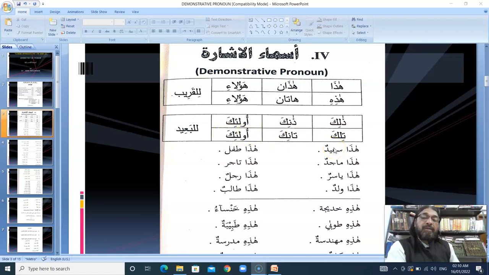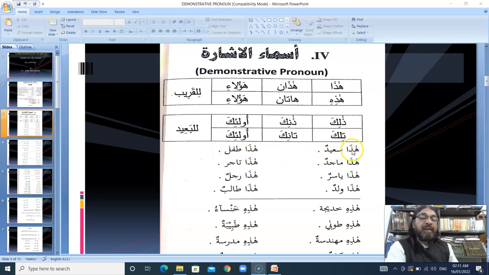Thereafter, examples are given here for Hadha, Dhalika, Tilka, whatever the 12 Asma'ul Ishara are there. So for each and every one, some examples are given here. So here Hadha, and this one is Sa'id, name of a person. So Hadha Sa'id, this is Sa'id, and Hadha Tiflun, this is a child.